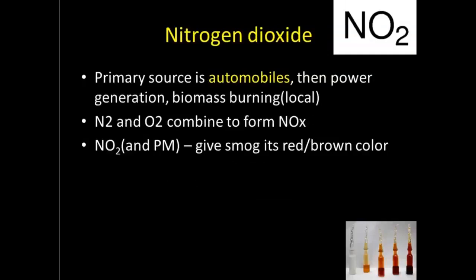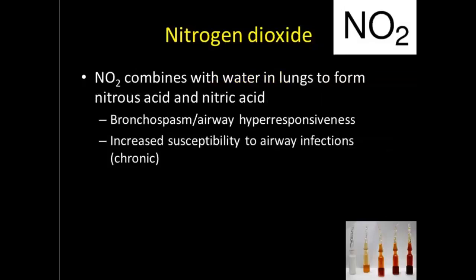So similar to sulfur dioxide, this can be an irritant. Now, the bottom right is an image of nitrogen dioxide, and you notice it's kind of reddish-brown. And if you see that reddish-brown discoloration, which I showed in some pictures before, that is a telltale sign that it's nitrogen dioxide, although it can also be particulate matter and things like that. But that is generally car exhaust. So just like with sulfur dioxide, it combines with water in the lungs to form nitrous and nitric acid. So, nitric acid, I apologize. And so leading to bronchospasm, airway hyperresponsiveness.